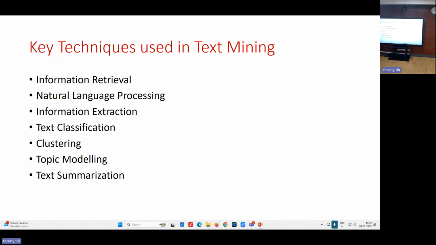Now from the next time we will discuss the text collection, the data collection process, and after that we will come to the other processing techniques one by one. Now if you have any query, you may ask.